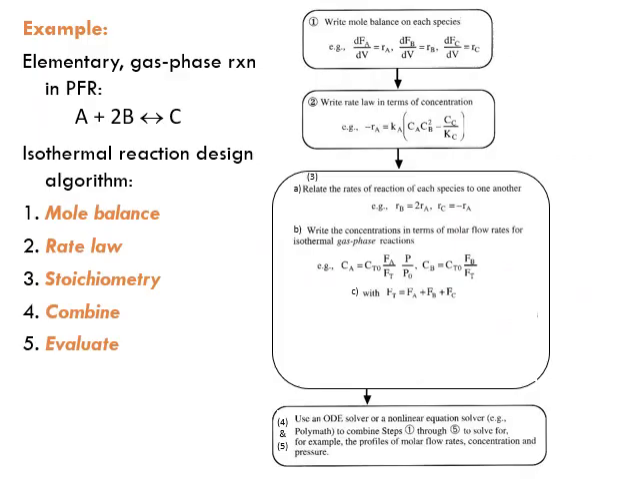So let's apply the design algorithm to this reactive system. We have an elementary gas phase reaction in a plug flow reactor: A plus 2B goes to C, and the reaction is reversible. The algorithm starts with the mole balance. We can write the mole balance in terms of X or in terms of Ni, Ci, Fi. We said X is not my preferred variable, so let's try to use the other three. Which one are you going to use?